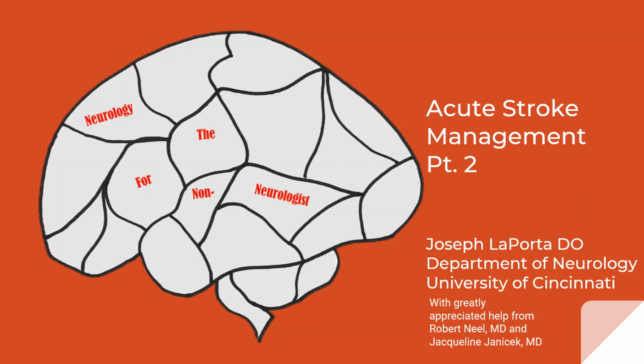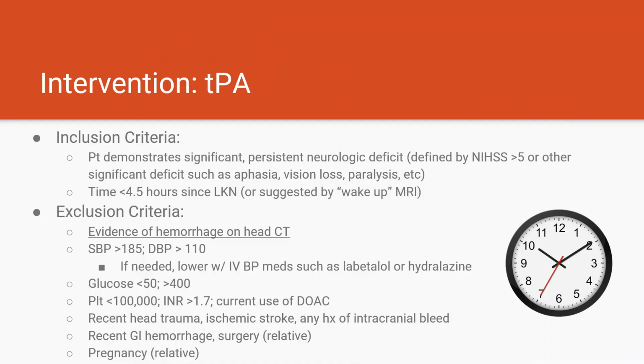So welcome back to part 2 of the acute stroke management lectures. As promised, in this lecture we're going to discuss interventions for ischemic stroke, including TPA and thrombectomy. We'll also go over immediate post-stroke management that you should be aware of. So let's jump into it.